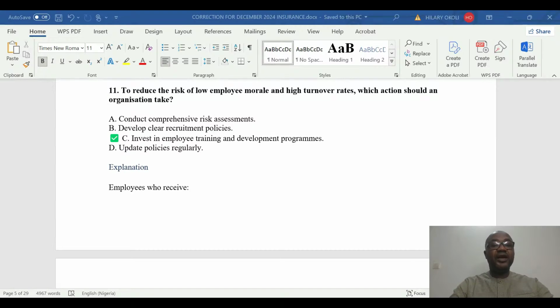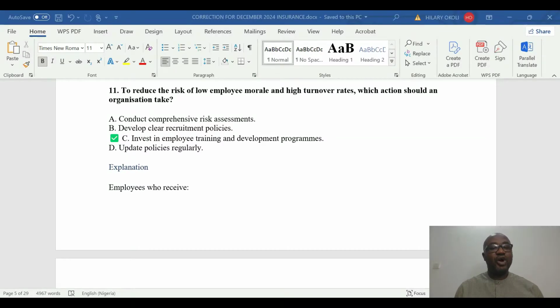Let's look at the next. To reduce the risk of low employee morale and high turnover rate, which action should an organization take? I think we have had a similar question in one of our discussions yesterday or two days ago. He's simply saying, to reduce the risk of low employee morale, employees getting discouraged and not being satisfied at work, and also people leaving, a high turnover rate, what action should an organization like yours take?